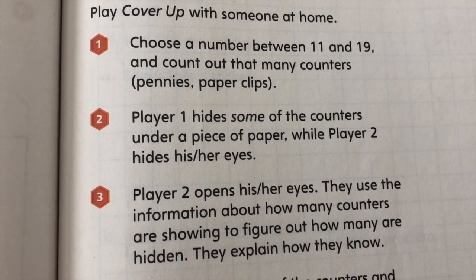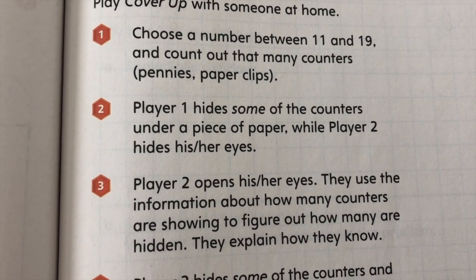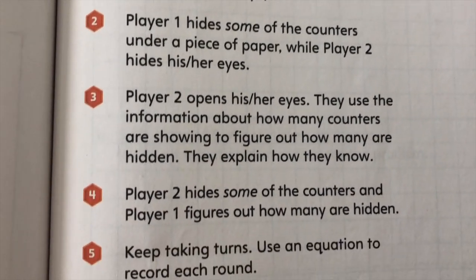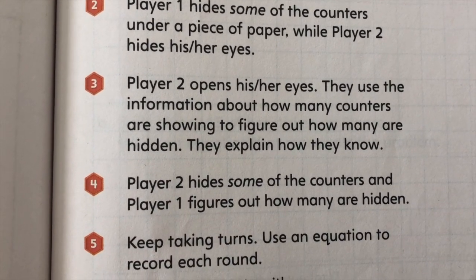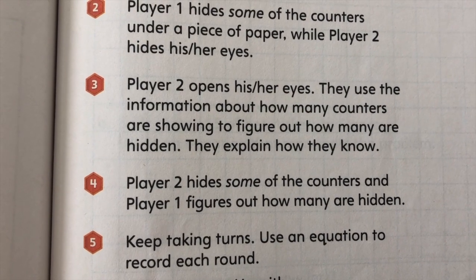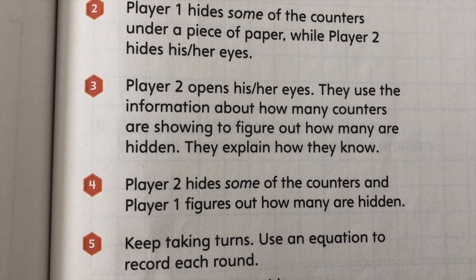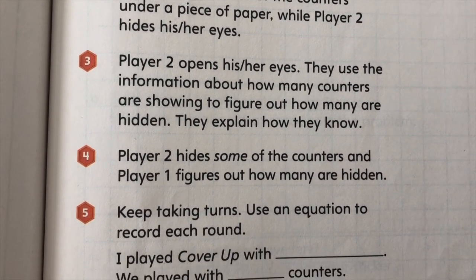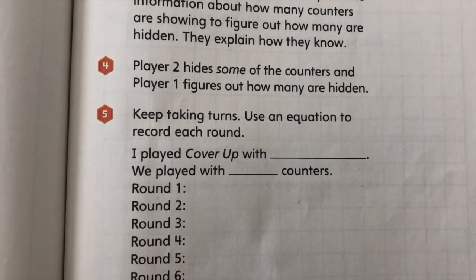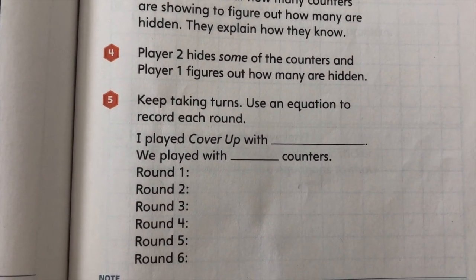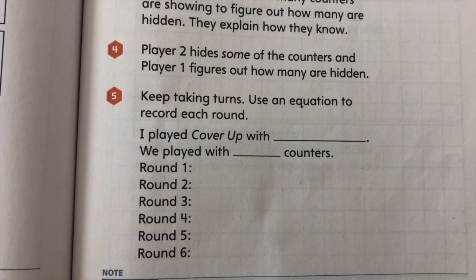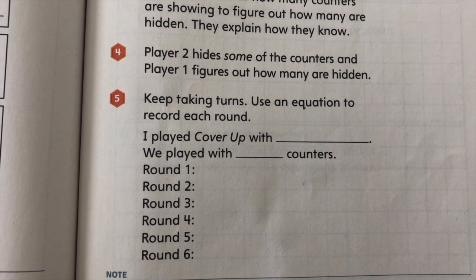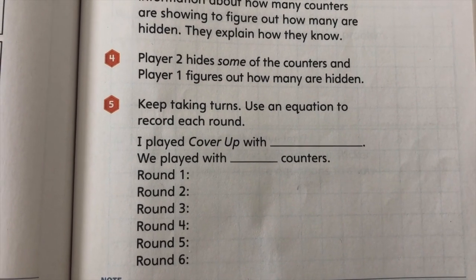It says player 1 hides some of the counters under a piece of paper while player 2 hides his or her eyes. Player 2 opens his or her eyes and they use the information about how many counters are showing to figure out how many are hidden. They explain how they know. Player 2 hides some of the counters and player 1 figures out how many are hidden. You're going to keep track of your turns and use an equation to record each round. All right, so let's get started.